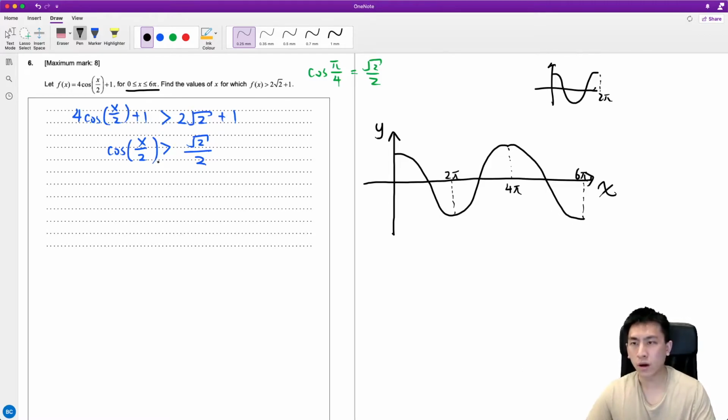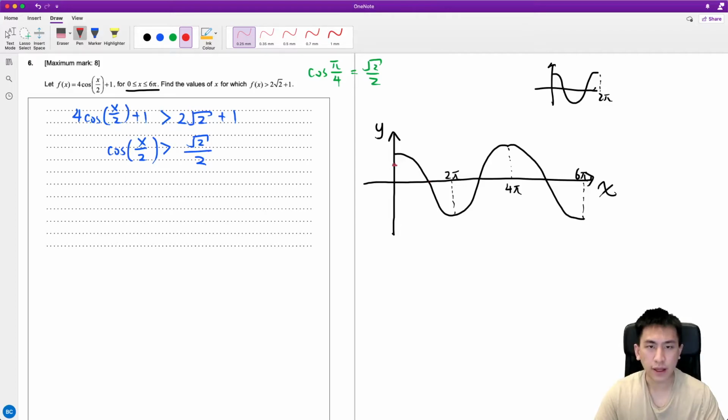Then you're looking for where this graph is above root 2 over 2. You do not need to know the actual value of root 2 over 2. You just need to know it's somewhere between 0 and 1. Actually, you should know, root 2 over 2 is about 0.7. It doesn't matter, because it will cut the same number of points. So let me go ahead and draw this line. It's hard to draw a straight line. Okay, fine, that's good enough.